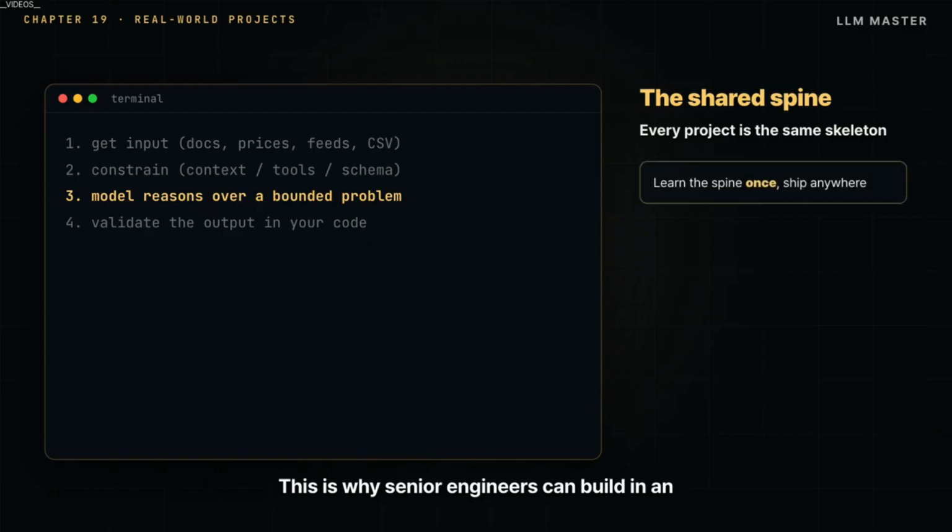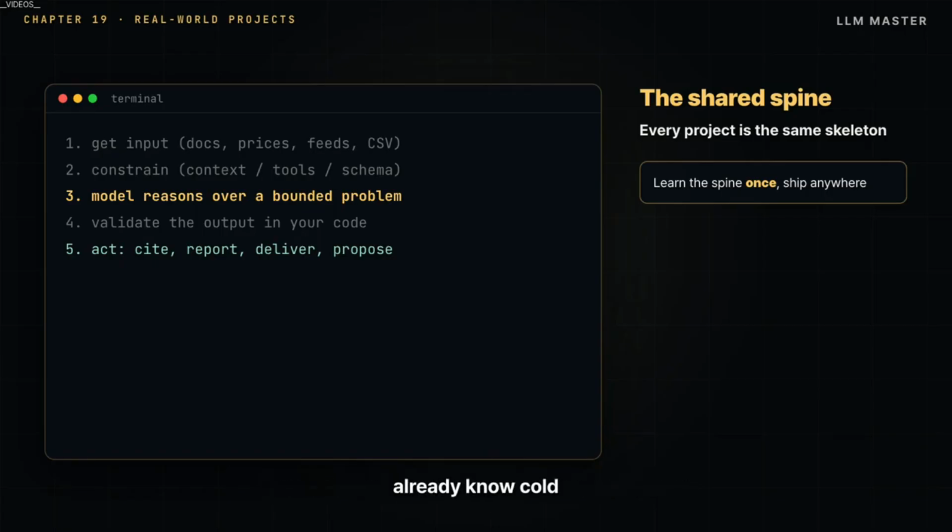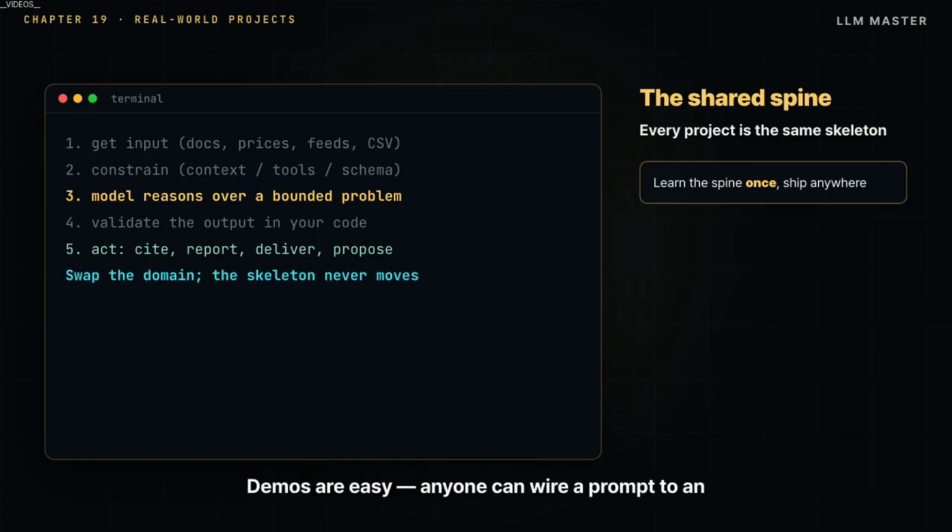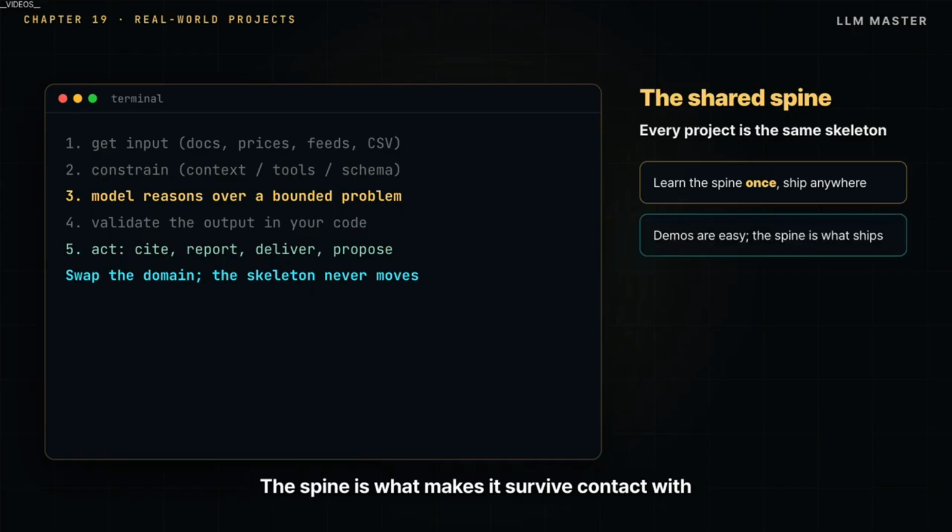This is why senior engineers can build in an unfamiliar area quickly. They're not learning a new trick each time. They're fitting a new problem onto a spine they already know cold. Demos are easy. Anyone can wire a prompt to an API and get something impressive on the first try. The spine is what makes it survive contact with real data and real users. Learn it once here, and you can ship it anywhere.